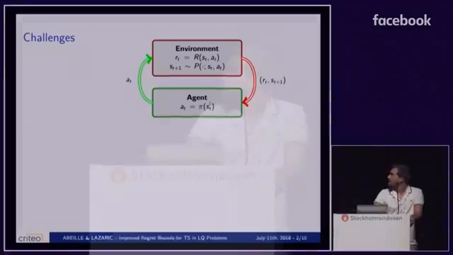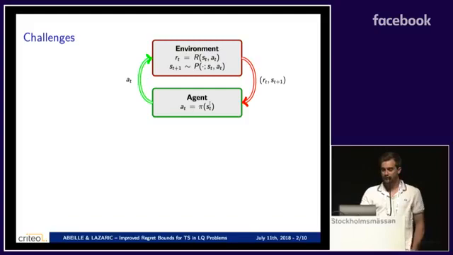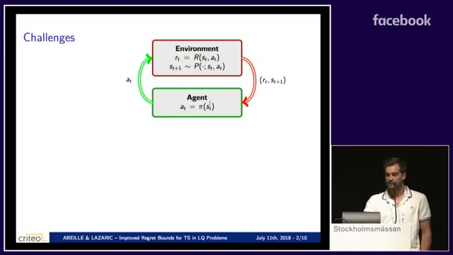Okay, thanks for the introduction. It's joint work with Alessandro Lazaric. So let's jump in. In this work, we considered the standard one-trajectory reinforcement learning problem, where we have an agent who has to interact sequentially with an unknown environment in order to accumulate as much reward as possible.